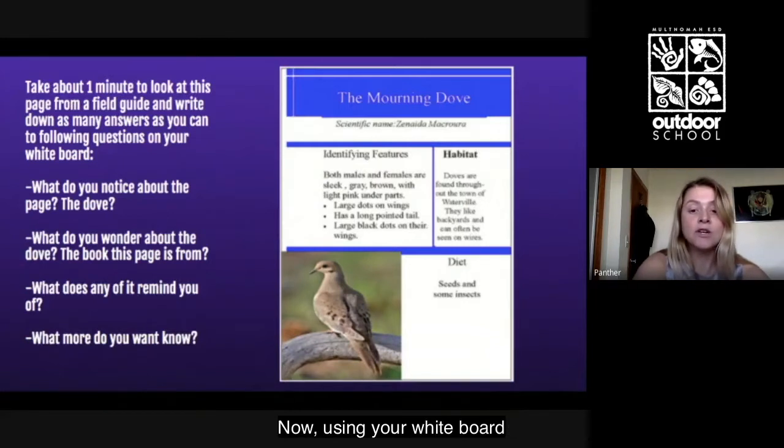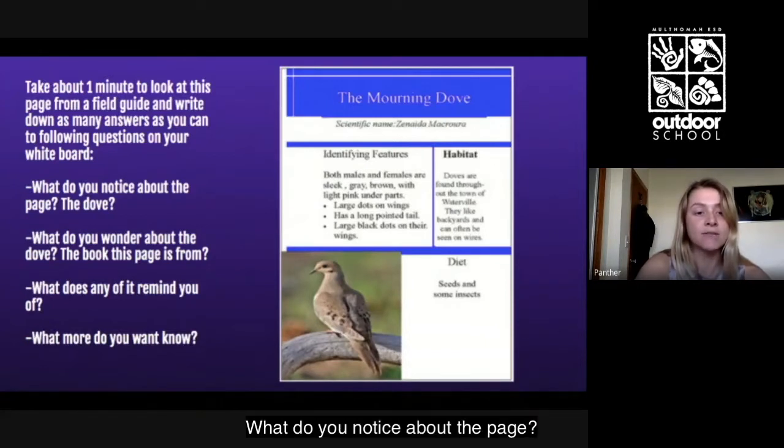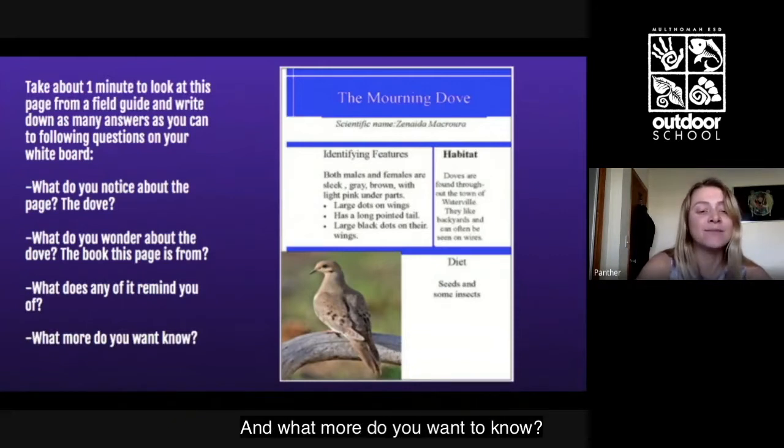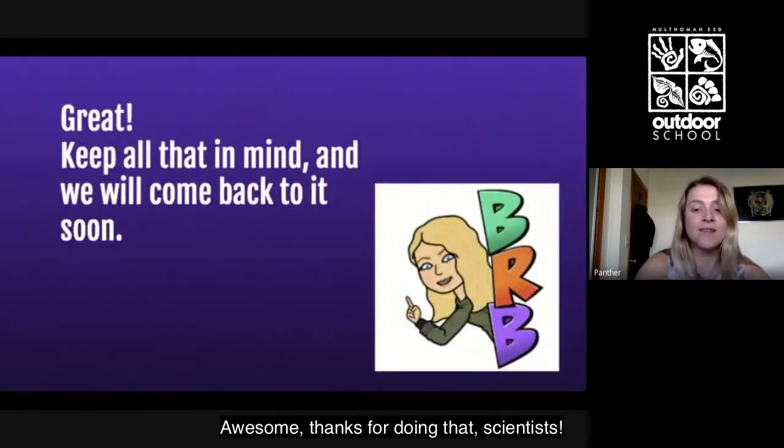Now, using your whiteboard or piece of paper, write down as many answers as you can for the following questions. What do you notice about the page? What do you notice about the dove on the page? What do you wonder about the dove? What do you wonder about the book that this page is from? What does it all remind you of? And what more do you want to know? Awesome. Thanks for doing that, scientists. Keep your answers handy because we're going to come back to them soon.